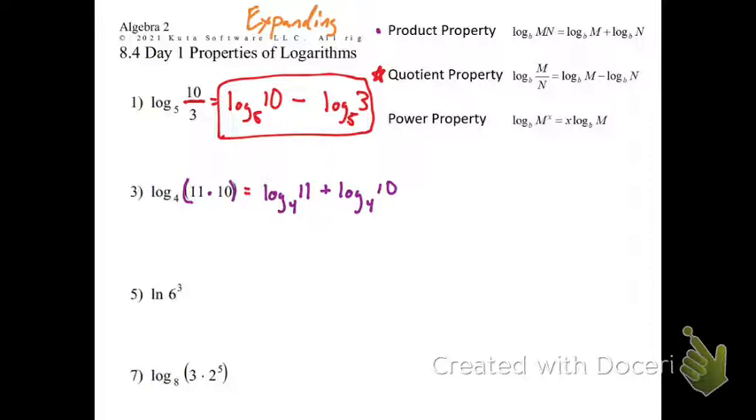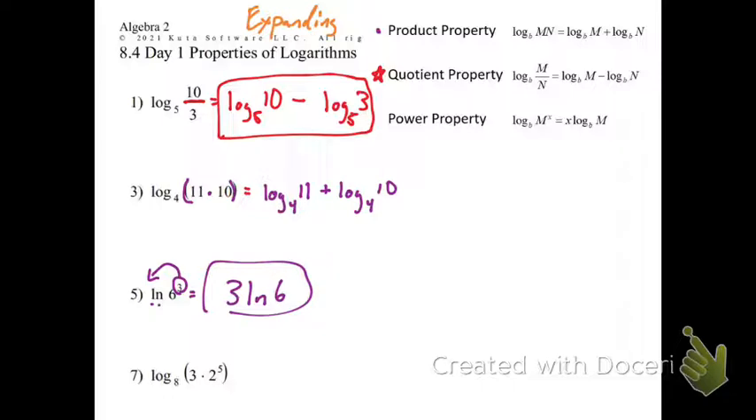Now, this is a natural log, ln. That's the same thing as log base e. We'll talk about that in 8.6. But anyway, anytime you see ln, just treat it as a log, okay? This is a power right here, so we're going to use the power property. That's going to come out front. So all you have to do with this one is write a 3 next to the natural log of 6, and then you're done. That's it. That's all you have to do.